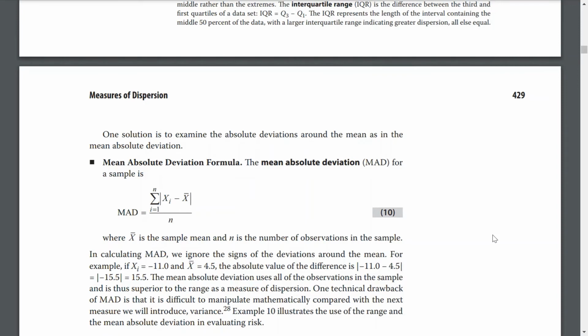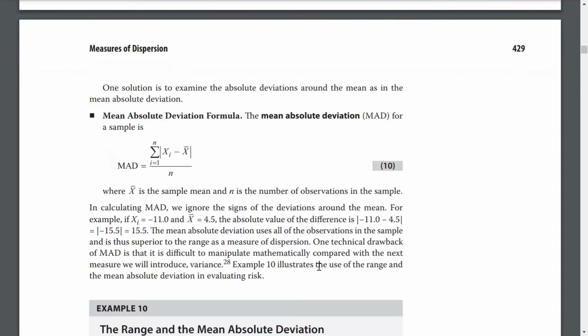Mean absolute deviation formula: the mean absolute deviation, or the MAD, for a sample is equal to the sum from i equals 1 to n of the absolute value of x sub i minus x bar, all divided by n, where x bar is the sample mean and n is the number of observations in the sample. In calculating MAD, we ignore the signs of the deviation around the mean.